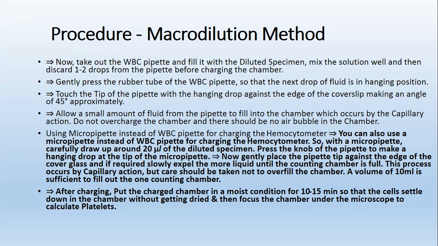Using a micropipette instead of a WBC pipette for charging the hemocytometer. You can also use a micropipette instead of a WBC pipette for charging the hemocytometer or Neubauer's chamber. With a micropipette, carefully draw up to 20 microliters of diluted specimen and press the knob of the pipette to make a hanging drop at the tip of the micropipette.